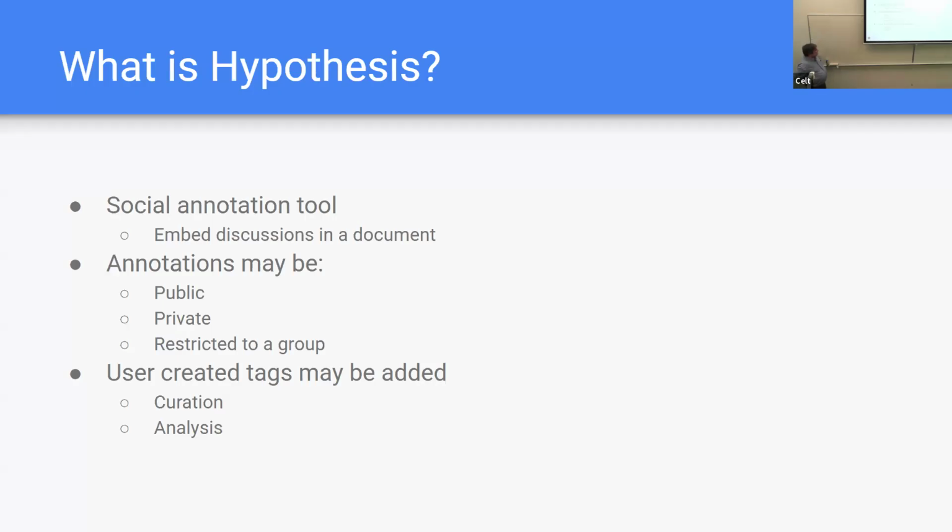It's a social annotation tool where you can embed discussions directly in a document, where students can read something and then provide comments on it. And it's a threaded discussion forum where they can basically comment on each other's comments. The comments can be done in text, with videos, with audio, with images and so forth. And the annotations could be set public, private, or restricted to a group.